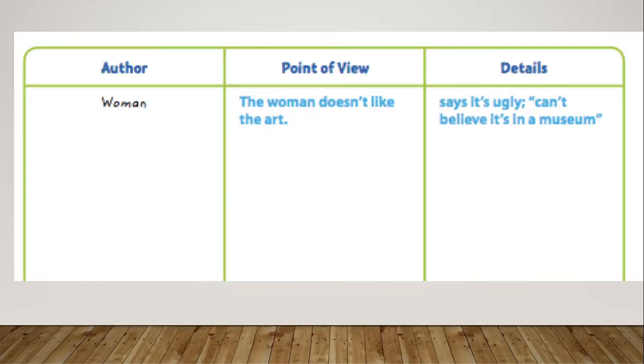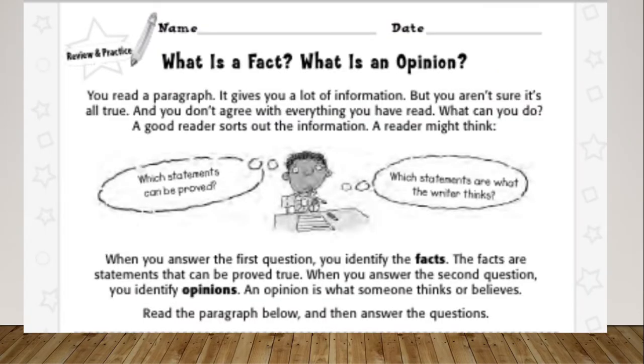So when we look at an author's point of view, remember, it's their opinion and it's what they think. So someone else could have a different opinion. However, when we're looking for the author's point of view, we're looking for the details that they use to describe whatever topic they're discussing. Which leads me to, what is fact and what is an opinion?